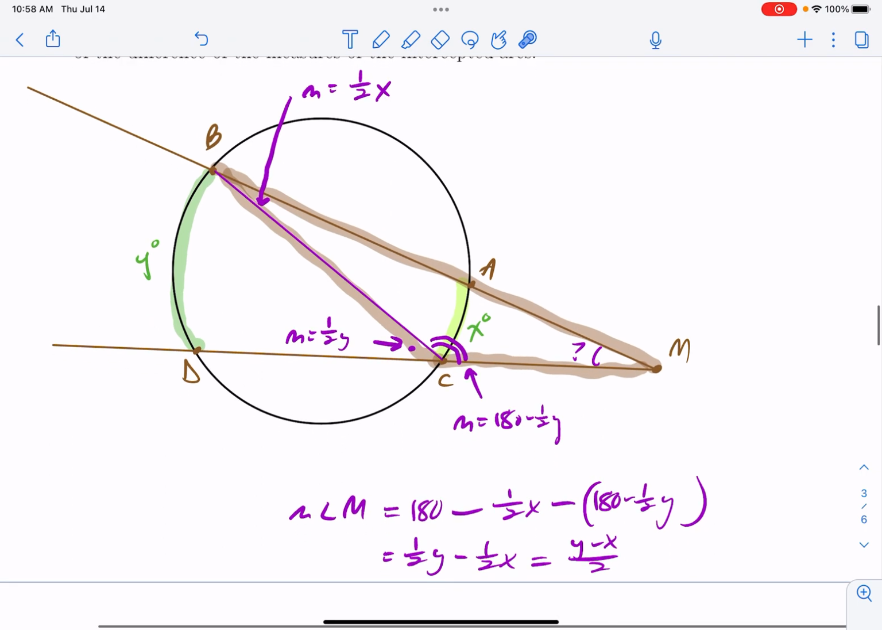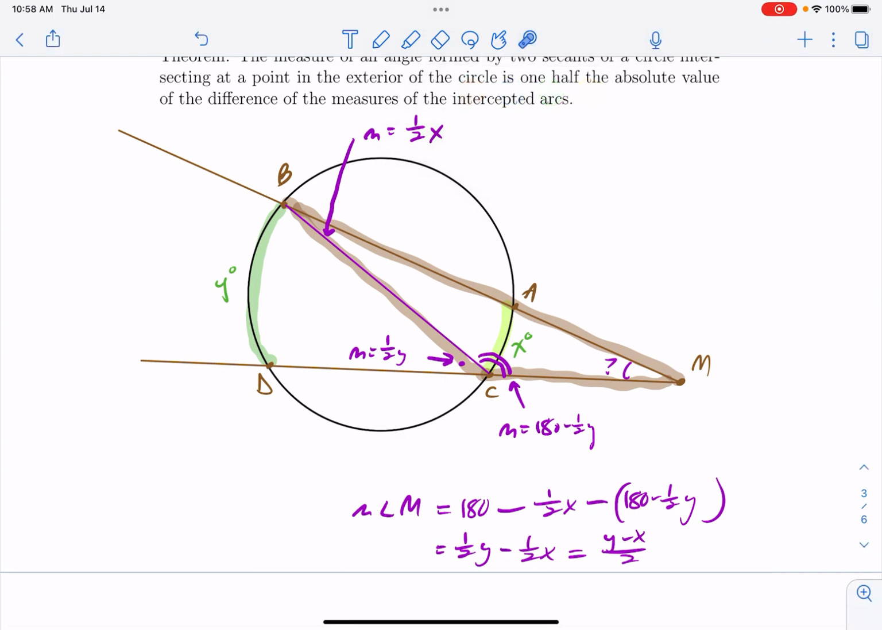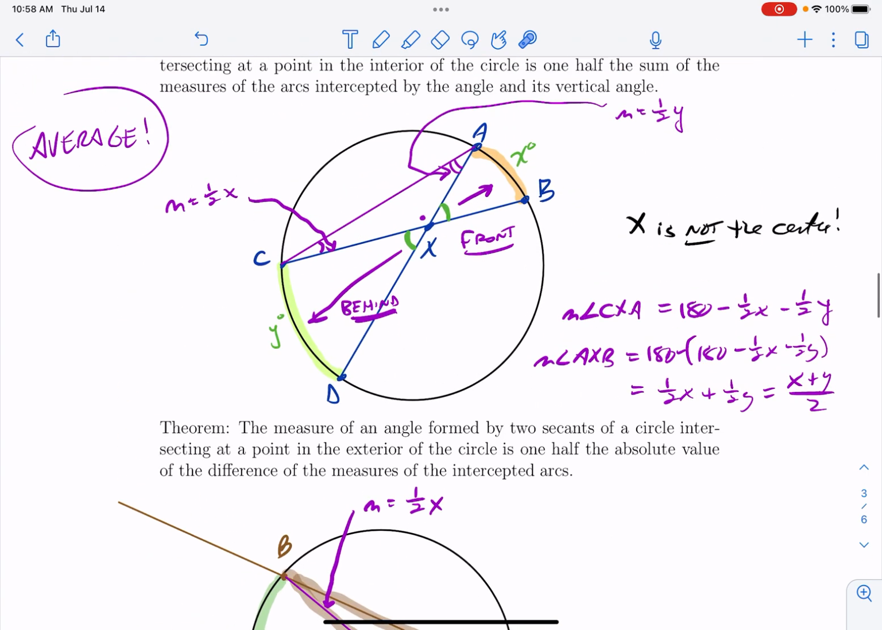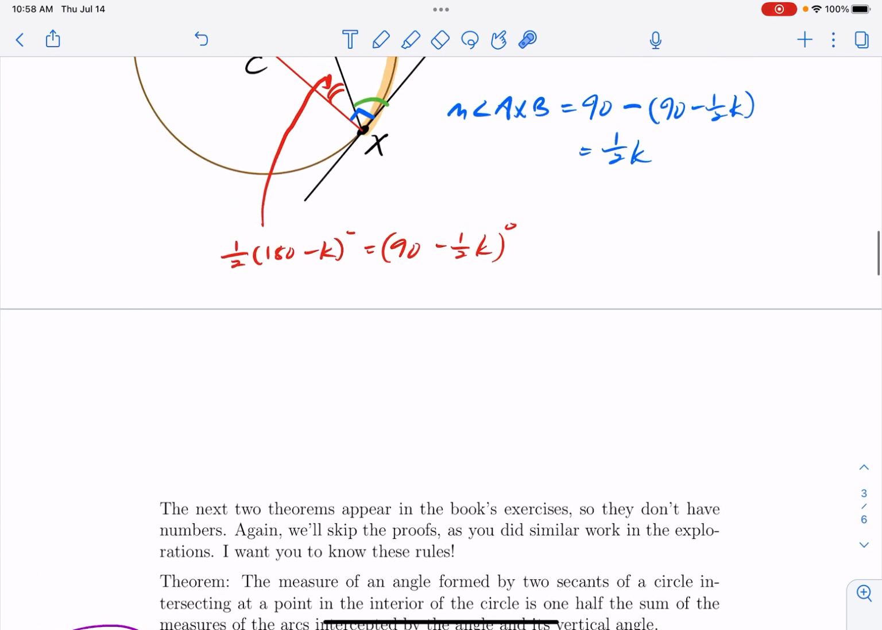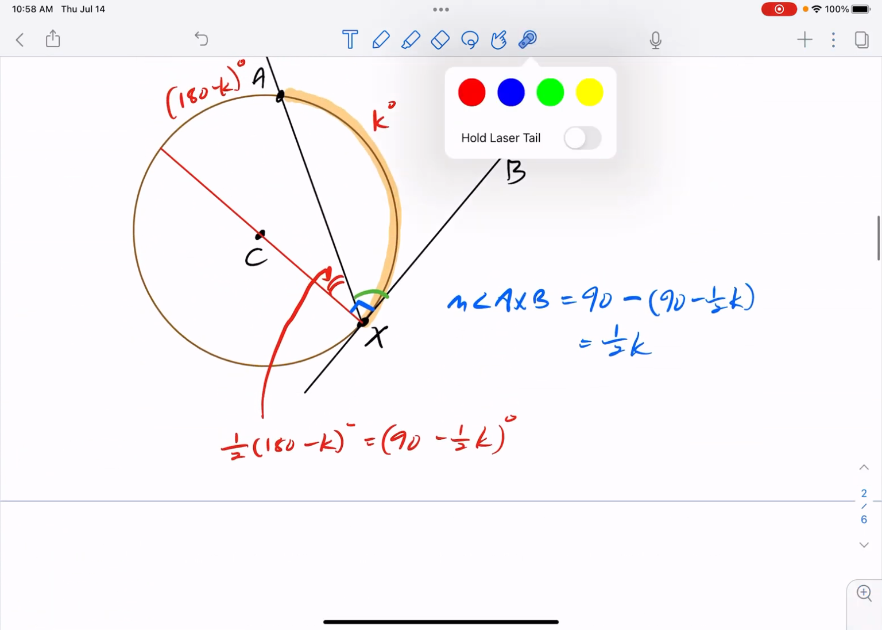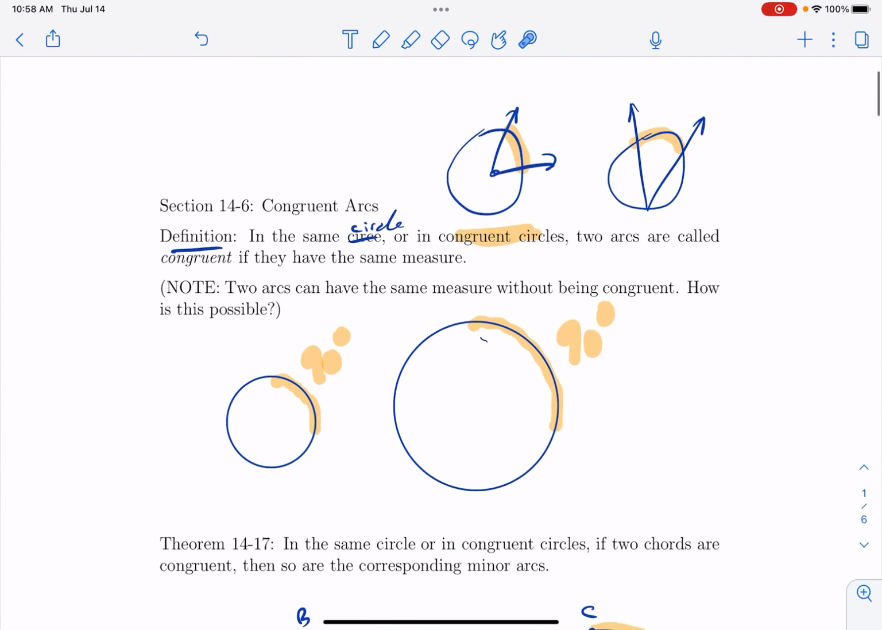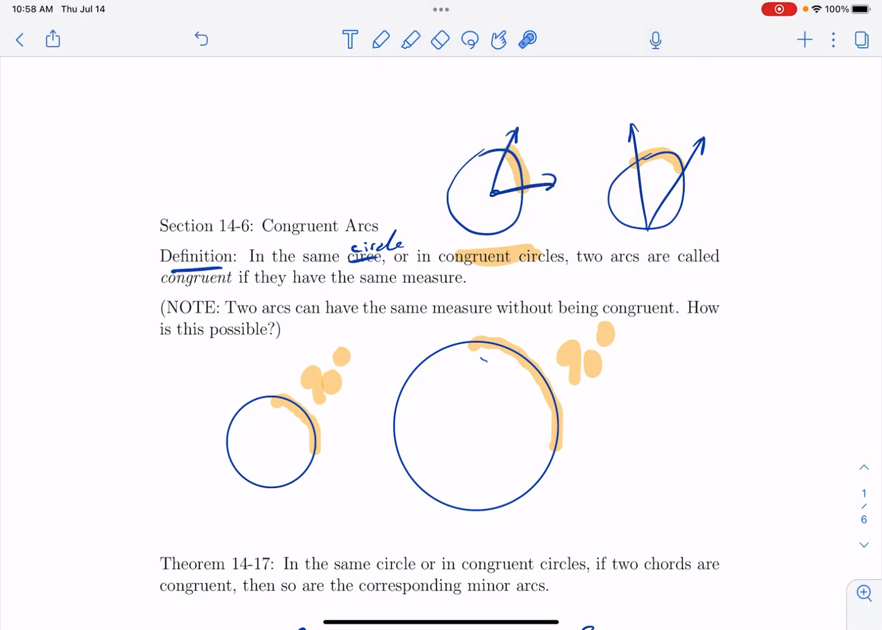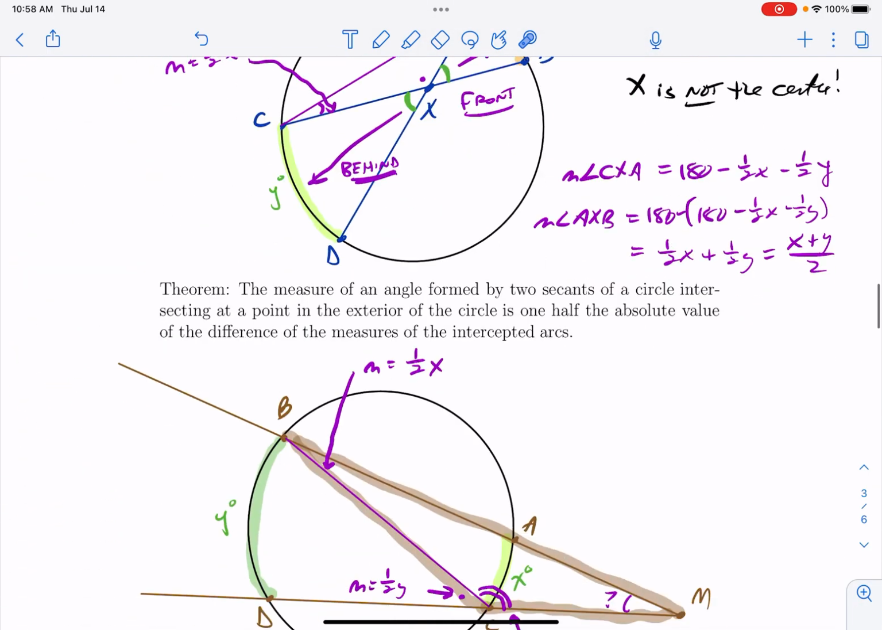So we have a few different rules now. We have a rule for measuring an angle when the secants intersect outside the circle. We have a rule for measuring an angle made by intersecting chords. We have a rule for an angle formed by a tangent and a secant. And then we have those old rules about central angles and inscribed angles. So let's just practice for a little bit.